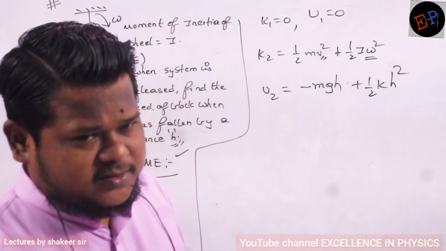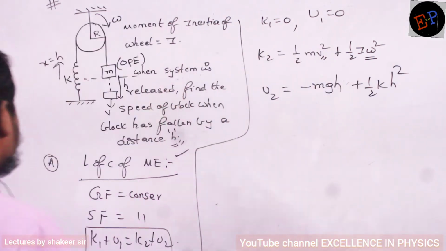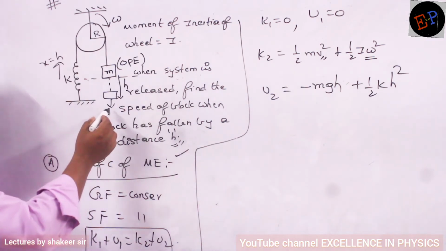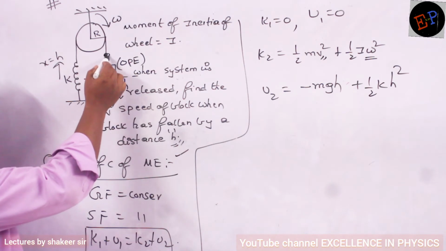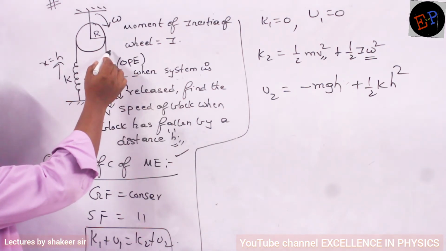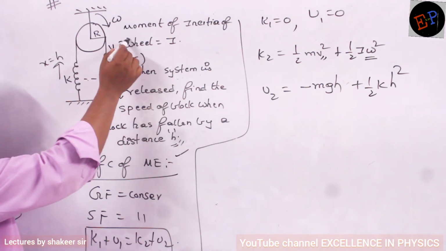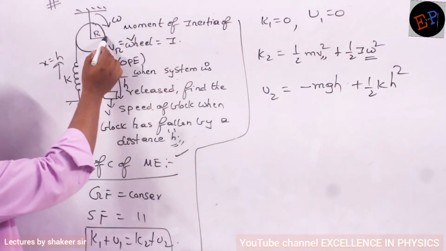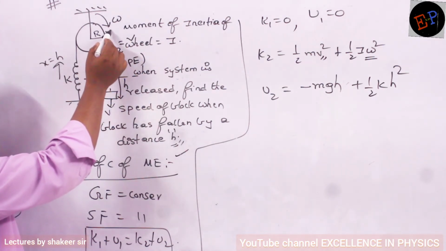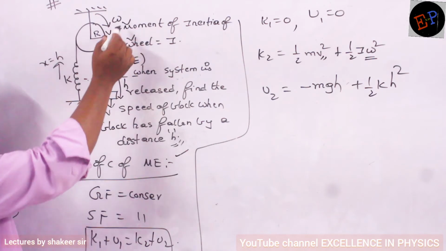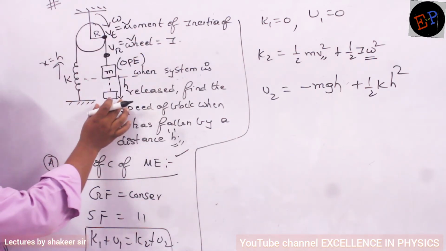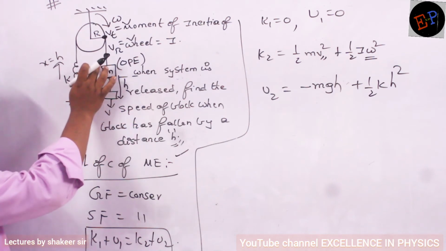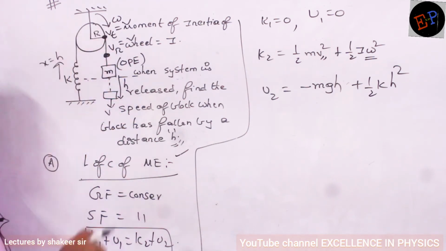How can I calculate omega value? Constraint relations are there, no? What is meant by constraint relations? If this mass has a velocity of v, this rope also will have how much velocity? Rope also will have a velocity equal to v. What is the tangential velocity of the pulley? The tangential velocity of the pulley is also v. That's all. Yesterday only we studied, no? The mass is having a velocity of v, then the rope also will have the same velocity, and the pulley also will have the same tangential velocity or tangential speed.